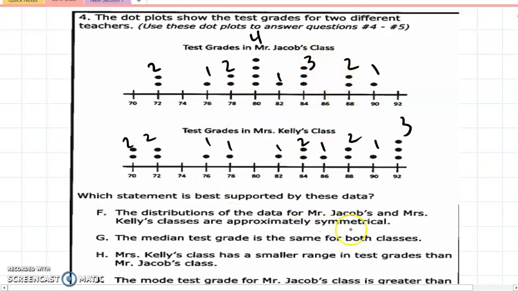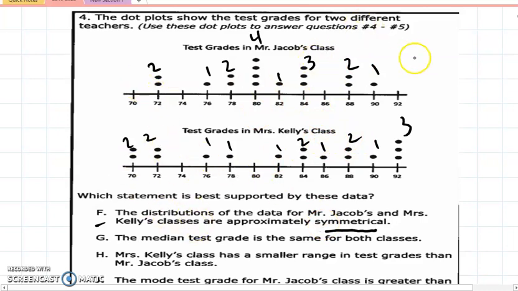I think that's what F asks, are they symmetrical? Well, if they're symmetrical, that means that I should be able to fold this in half and see the same image on both sides. If I fold this in half and have the same number of dots on each side in the same position, then it's symmetrical. That's what symmetry is.